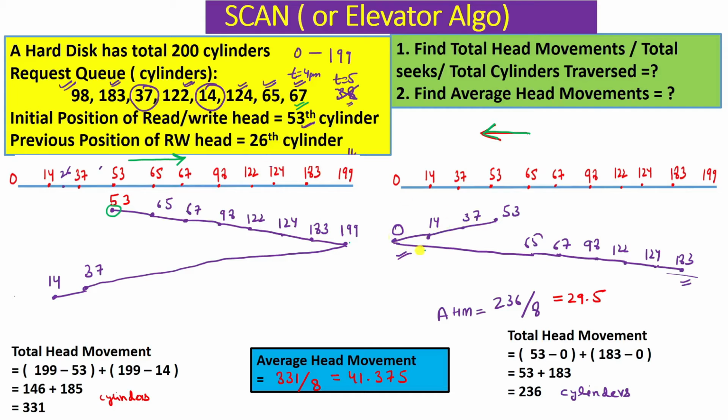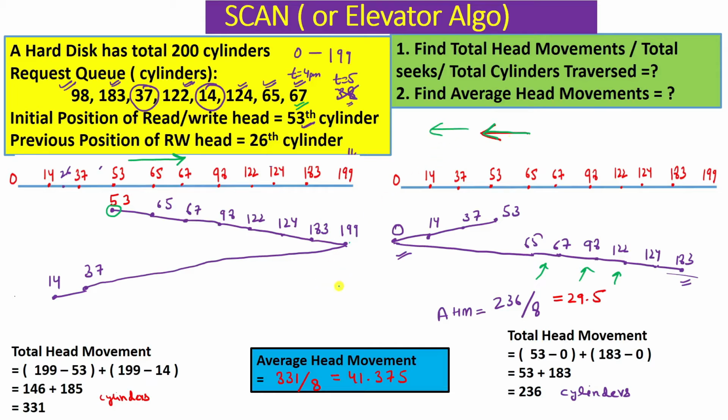After that we changed our direction, and in this return journey, 65 and all these were coming in between, so we serviced them. And we saw that 236 cylinders have to be traversed to service all these requests if the head was initially moving in this direction. So this was our scan algorithm.